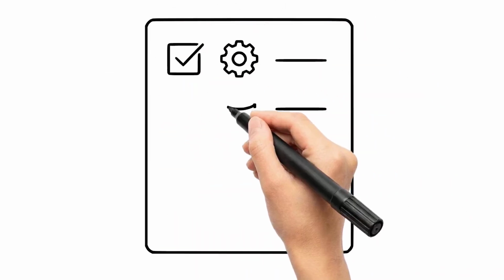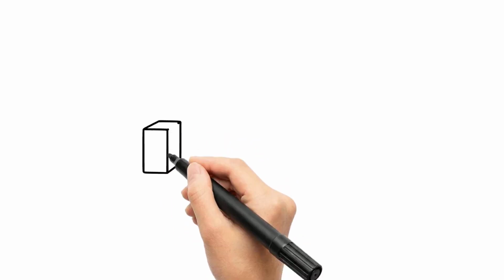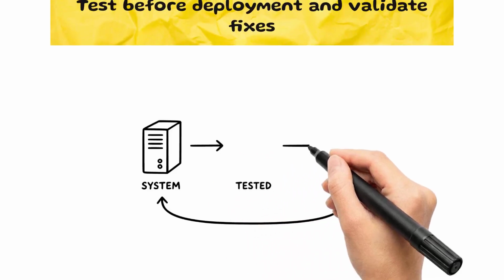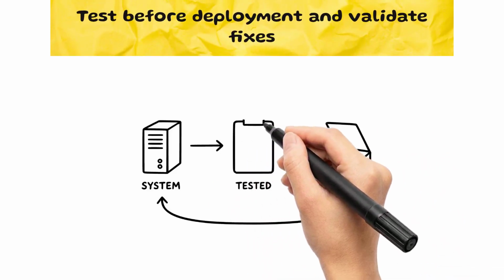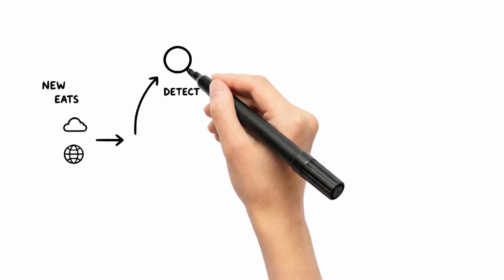Remediation must be tracked carefully. Each fix should be validated. We must confirm that applying the patch didn't break something else. Testing is key before deployment to production systems. Once fixed, assets are rescanned to confirm closure. That's how teams ensure the loop is complete.